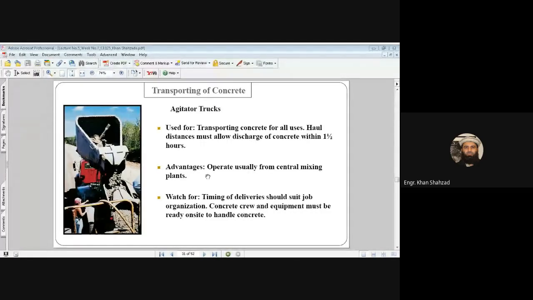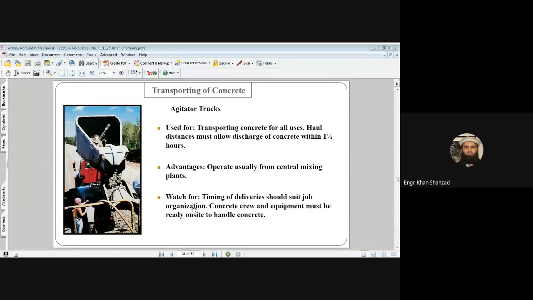What are the advantages? It operates usually from a central mixing plant, so you can take the concrete from the central mixing plant to the project site. What care should be taken? The timing of delivery should suit the job organization. आपका जो प्रोजेक्ट है उसके स्पेसिफिकेशन के मुताबिक इसकी जो ट्रांसपोर्टेशन का टाइम है वो आपको शूट कर रहा हो, आपको अलाउ कर रहा हो.